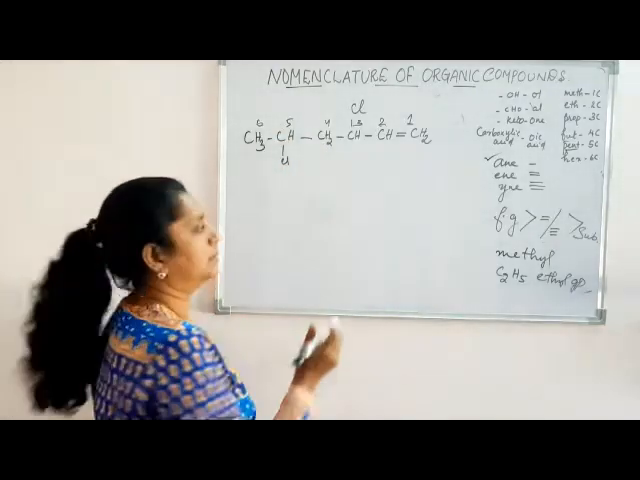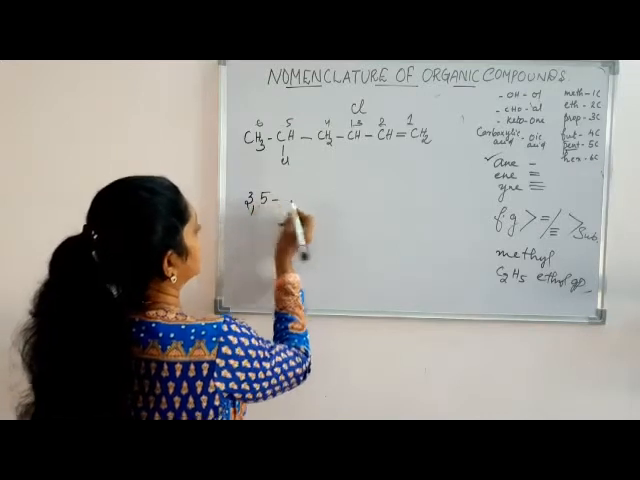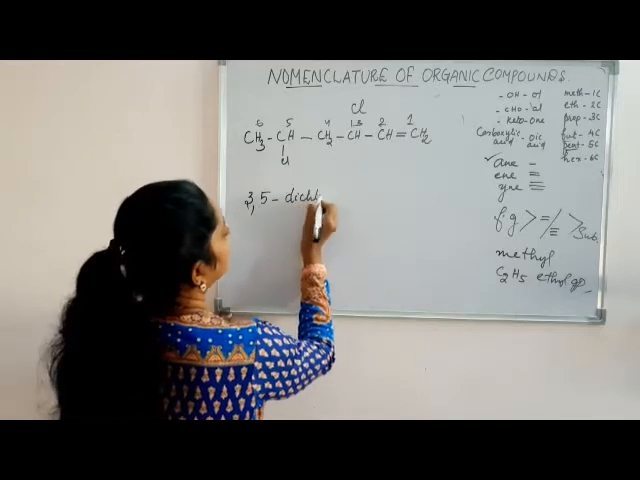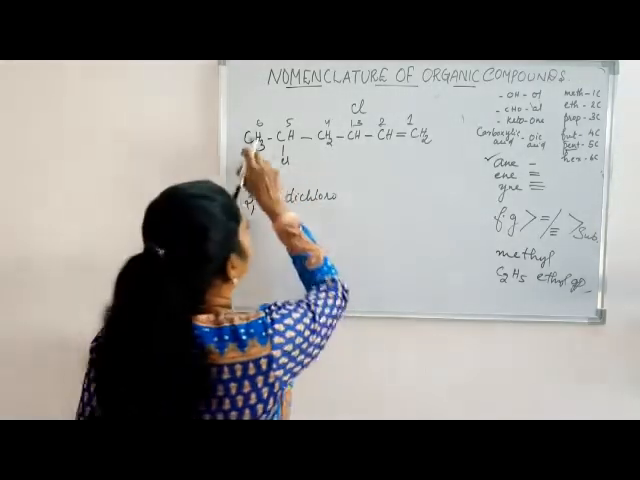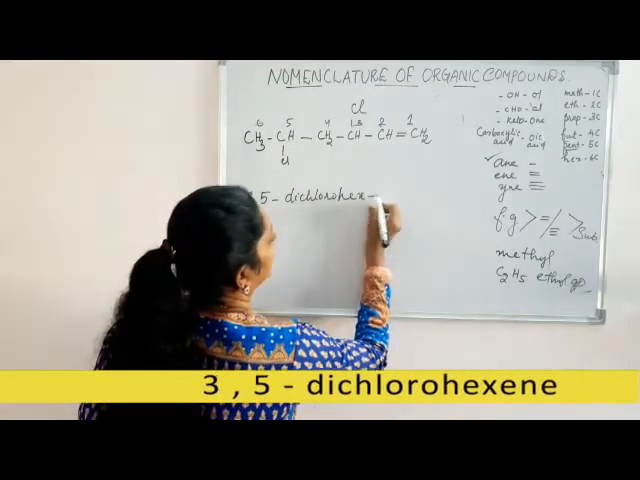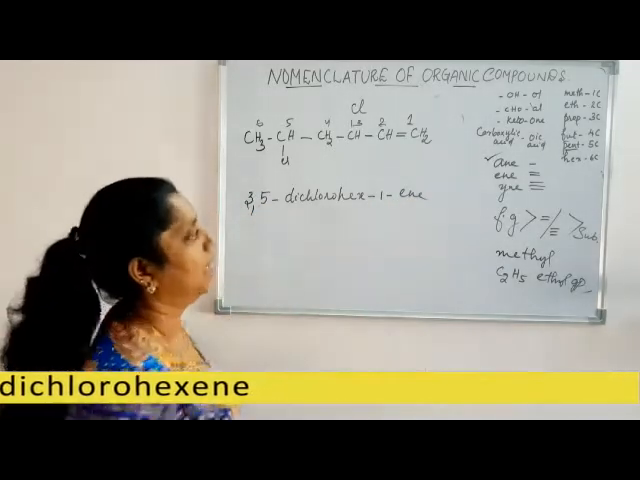Since two chlorine atoms are here, one in the third position and the other in the fifth position, 3,5-dichloro, di because two chlorine atoms are here. Dichlorohexene, 1-ene, or we can say 3,5-dichlorohexene.